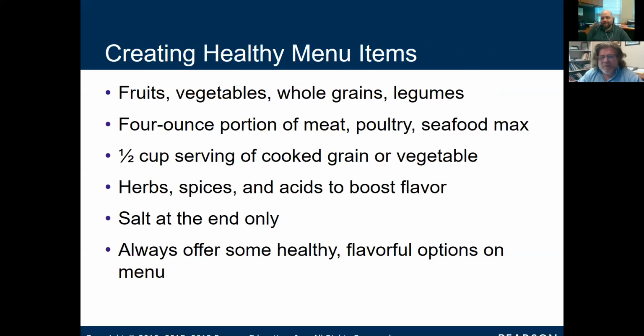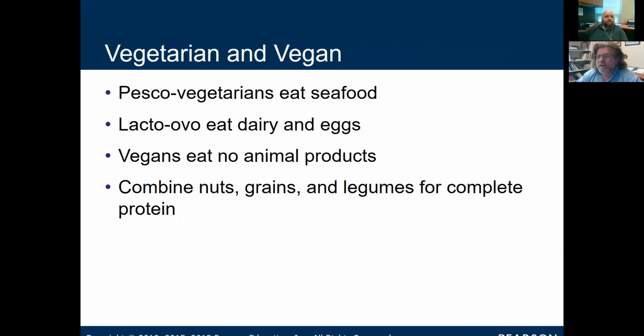Serving guidelines: about half a cup of grains or vegetables. Encourage salting things at the end so that the salt is more apparent. And use herbs and spices and acid to boost flavor instead of salt and fat. With the healthy stuff, you offer it on the menu, but if you write the description good enough, people aren't going to realize that some things are healthy for them anymore.